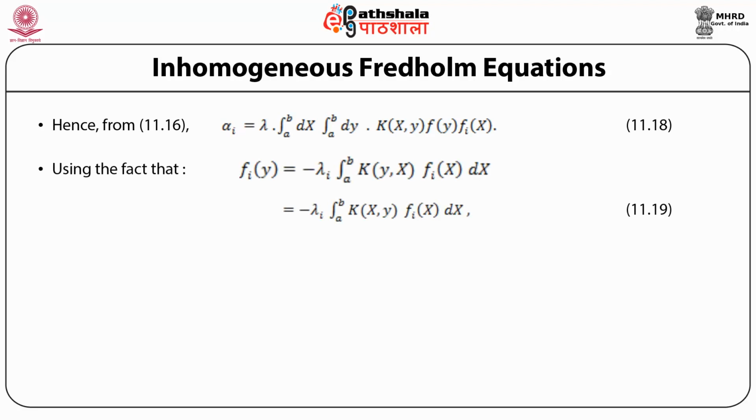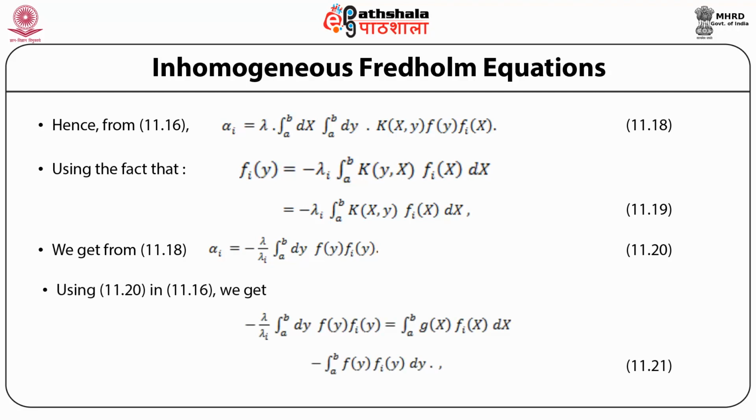using the fact that φ_i(y) is equal to minus λ_i times the integral from a to b of k(y,x) φ_i(x) dx, which is equal to minus λ_i times the integral from a to b of k(x,y) φ_i(x), because the kernel is symmetric. We get immediately α_i is equal to minus λ by λ_i times the integral from a to b dy of f(y) φ_i(y). Then using these equations, we get minus λ by λ_i multiplied by the integral from a to b of f(y) φ_i(y) is equal to the integral from a to b of g(x) φ_i(x) minus the integral from a to b of f(y) φ_i(y).